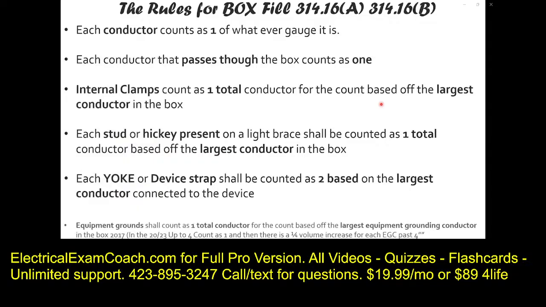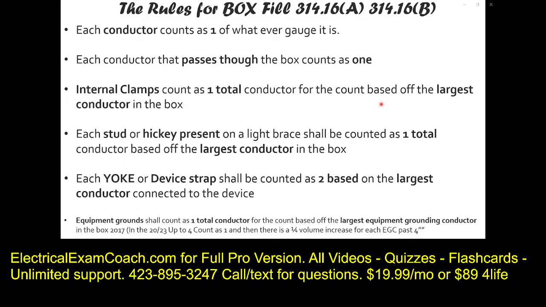Now let's deal with equipment grounding conductors. Let's deal with the 2017 first. If you are on the 2017 code, this is how you deal with equipment grounding conductors that are in the box. It's only counted as 1 total based off the largest conductor in the box. Meaning it doesn't matter if you have 10 equipment grounding conductors, they all only count as 1 for your count total, and it's based off the largest conductor that's in the box. So if I have 10s and 12s, it's only going to count as 1 number 10.